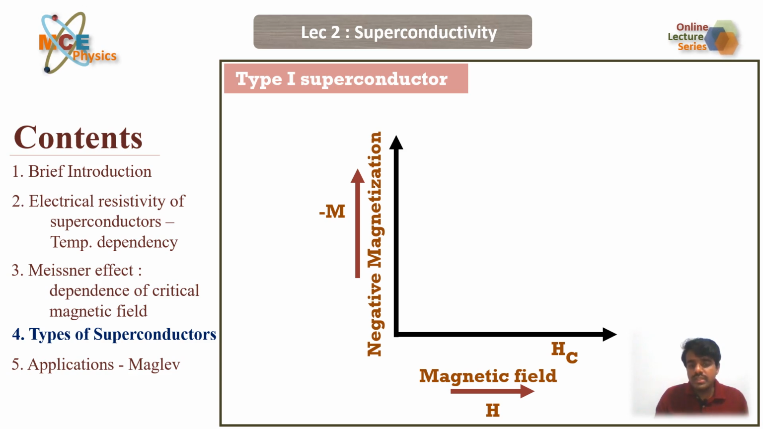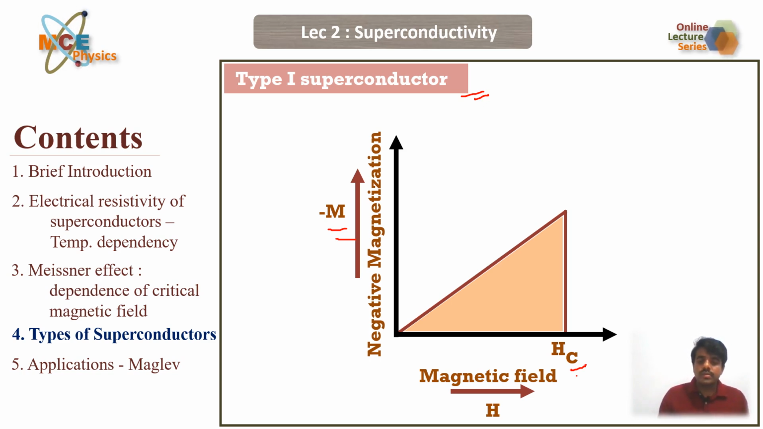So here this is minus M, my negative magnetization, versus magnetic field. If you increase the magnetic field, the magnetization should decrease, which means it should increase in the negative direction. So as you increase the magnetic field strength, there will be an increase in the negative magnetization. But after crossing this Hc, what is this Hc? Hc is the critical magnetic field below which the material exhibits the superconducting state, above which the material simply turns into a normal conductor.